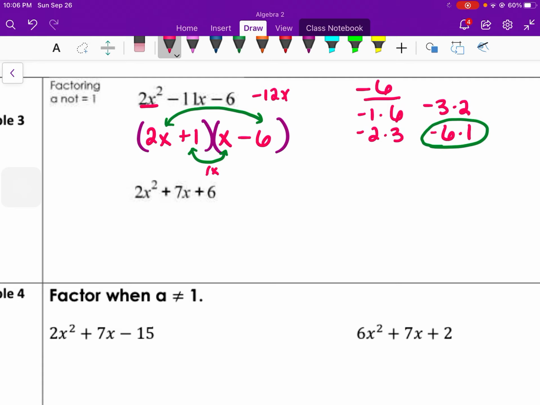So that's the answer. It's 2x plus 1 and x minus 6. 2x plus 1 times the quantity of x minus 6.